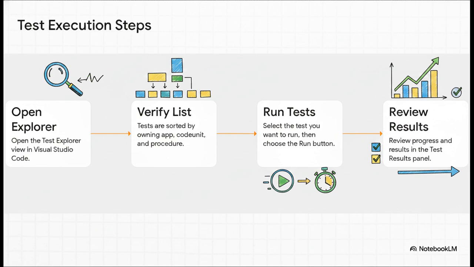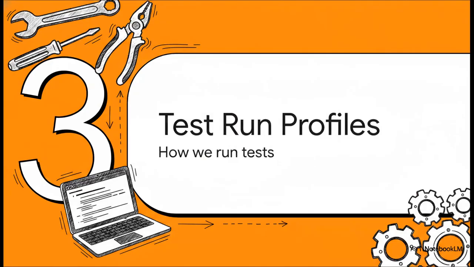Step 2, verify your list. The IDE smartly organizes things. Tests are sorted logically, first by their owning app, then by the codeunit that declares them, and finally down to the specific test procedures themselves. Step 3, just select your test and hit run. And Step 4, review your execution progress and outcomes right there in the test results panel. It is so streamlined.